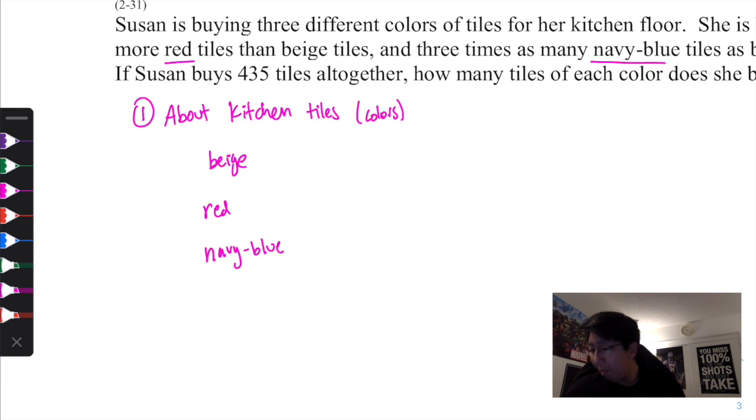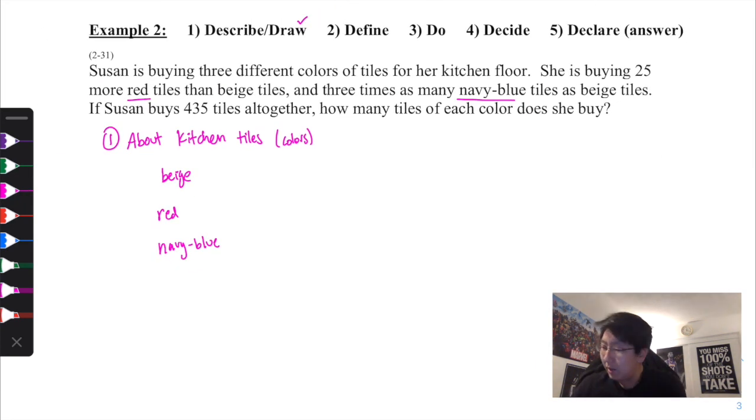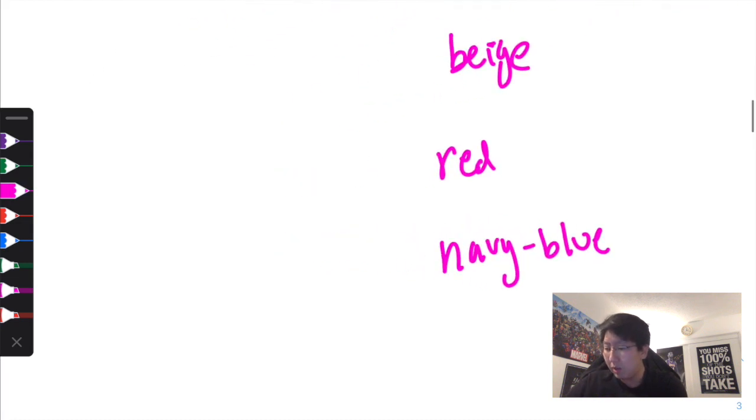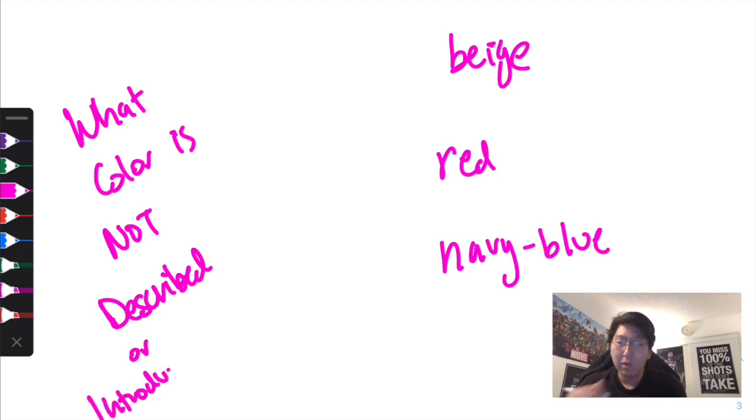Now, hopefully that's clear to you. I'm going to go ahead and read it again, but I want you to take a look. Out of these 3, what color is not described? What color is not described, or introduced? Let's go ahead and read that again.